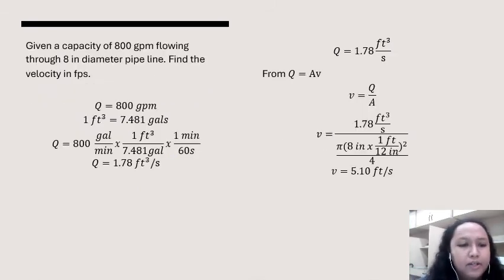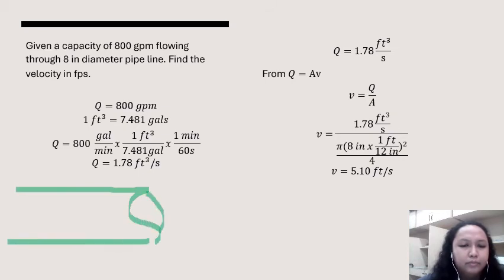Okay. For example, given a capacity of 800 gallon per minute, flowing through an 8-inch diameter pipe. Find the velocity in feet per second. Given to us, class, is our pipe. What is its flow?